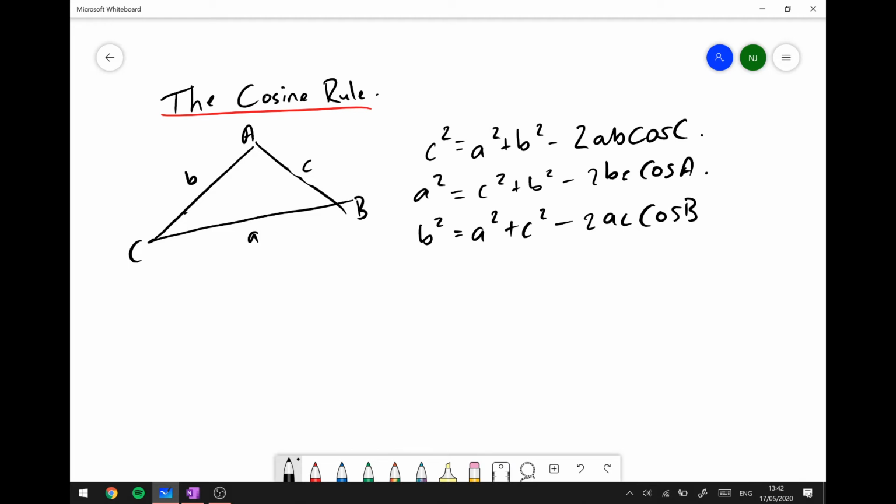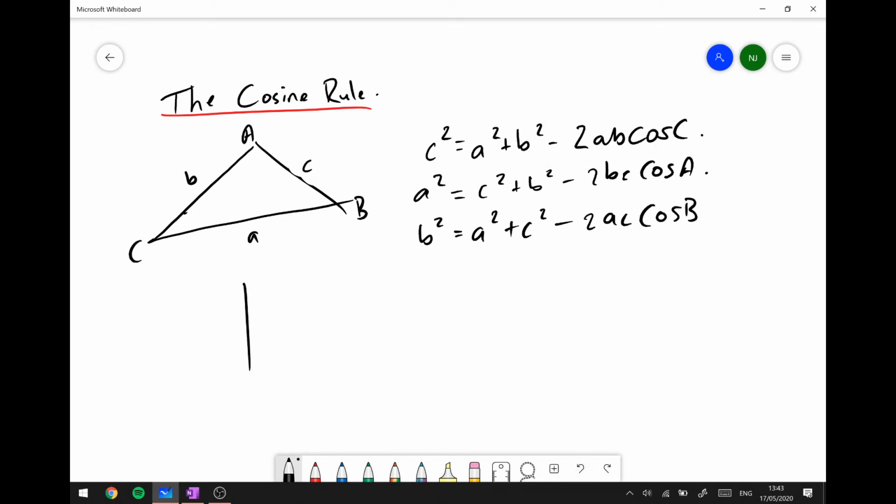So let's jump in and have a look at an example. Actually, before we do, I also want to mention that if we ignore this part of the formula, we've got c squared is equal to a squared plus b squared, which is the Pythagorean identity. So, you know, Pythagoras' theorem, c squared is equal to a squared plus b squared. So why do we have that extra bit?